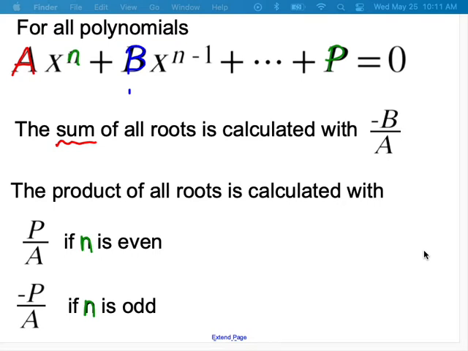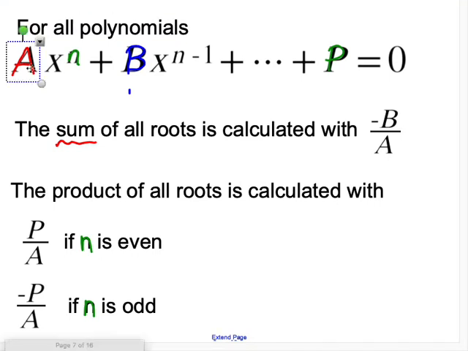So earlier, when we introduced this information, instead of using A, B, and P here, we used that polynomial notation where it was kind of like a sub n times x to the n plus a sub n minus 1 times x to the n minus 1. You remember that? Kind of?